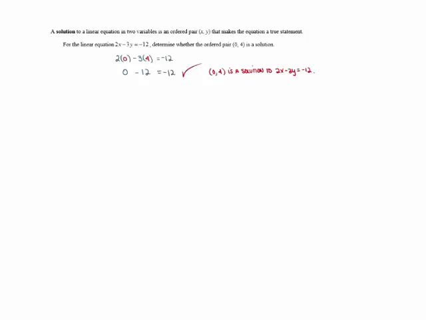All we have to do is substitute 0 for each x and 4 for each y, and see if it adds up to -12, and it looks like it does. You just substitute the numbers. 0 - 12 equals -12, so yes, it is. That's a solution to the linear equation, and it is also a point on the line.